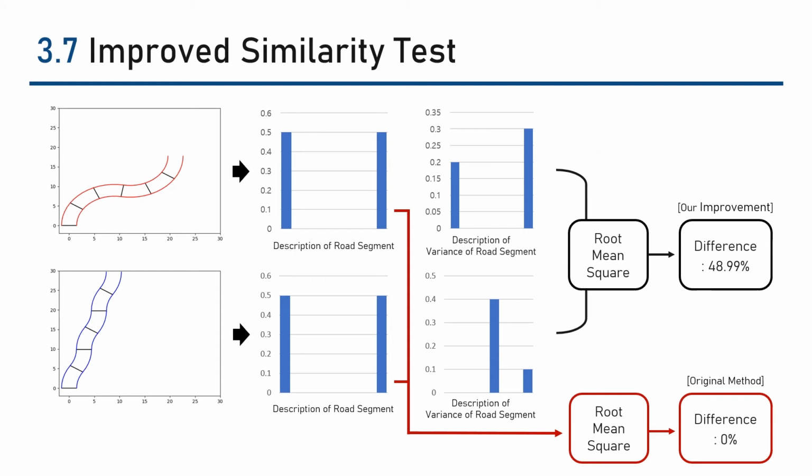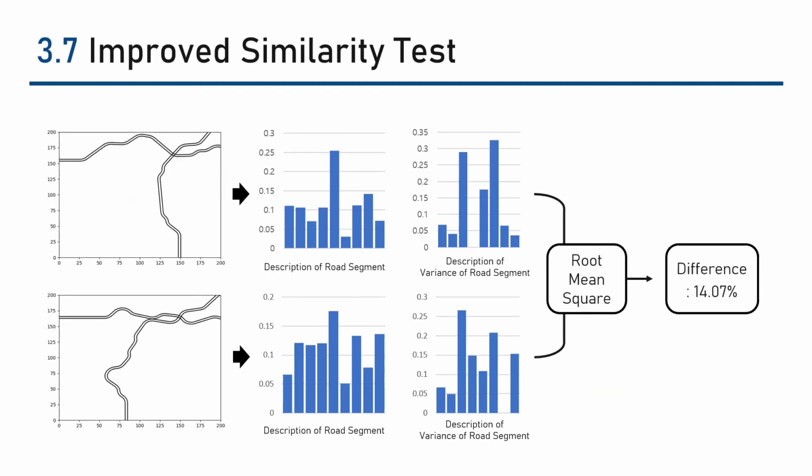Existing methods for similarity test cannot notice that there is a big difference between these road networks. Therefore, we also describe the variance of road segments as a histogram. As a result, we can recognize this difference. Then the difference of road networks is calculated through this process.